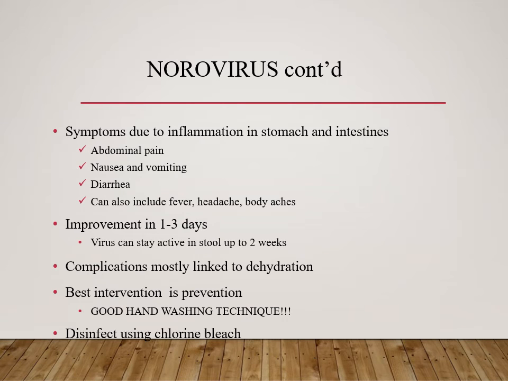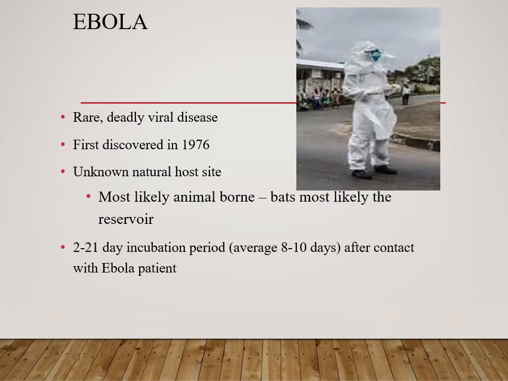Symptoms due to inflammation in the stomach and intestine include abdominal pain, nausea, vomiting, and diarrhea. They can also include fever, headache, and body aches. Improvement occurs within 1 to 3 days. The virus can stay active in the patient's stool for up to 2 weeks. Complications are most likely linked to dehydration. The best intervention is prevention: good hand washing and disinfecting using chlorine bleach.